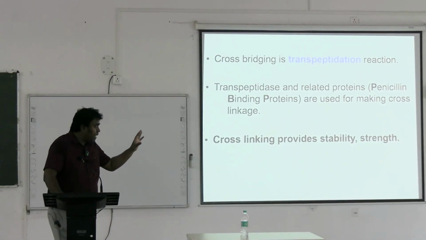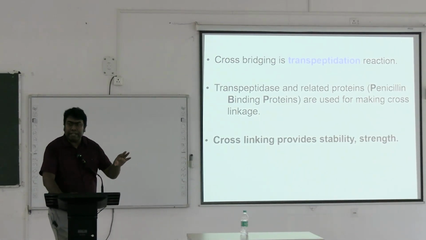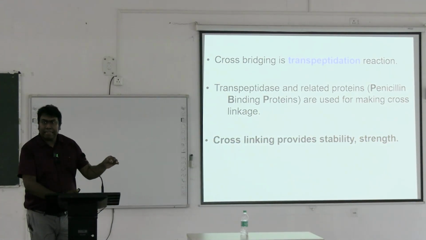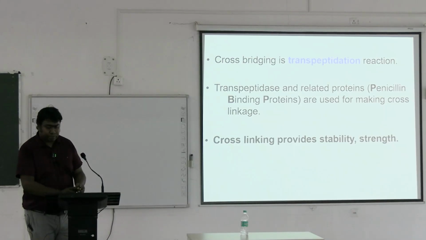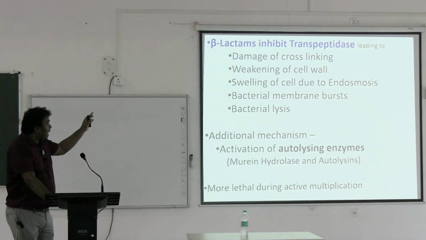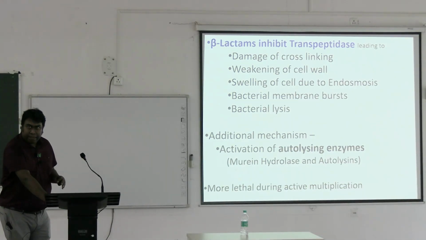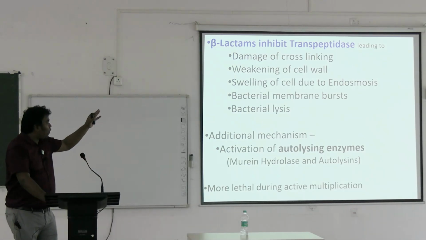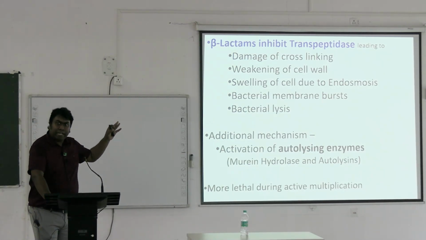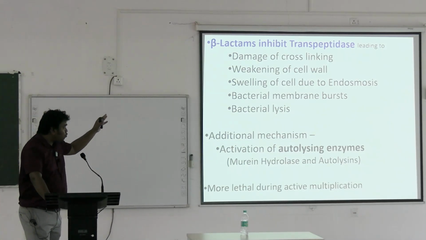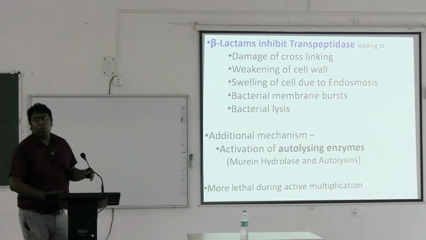They provide the stability and strength of the cell wall, not the cell membrane, the cell wall. So beta lactam inhibits this transpeptidase enzyme, and transpeptidase helps cross linking. So cross linking will be damaged. Damage of cross linking leads to weakening of the cell wall, which leads to swelling of the cell by endoosmosis.